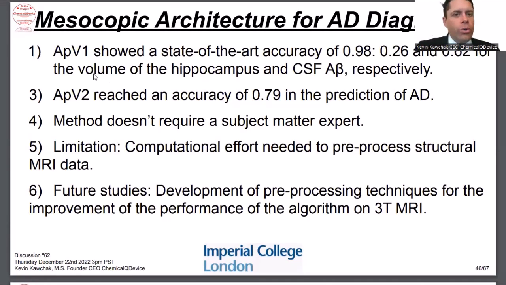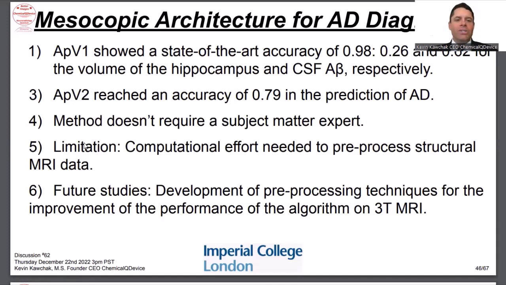Now, these two that they measure, so the APV1 did better. So they said state-of-the-art accuracy of 98%, and then they said 0.26 and 0.62 for the volume of the hippocampus and CSF amyloid beta. And then APV2, a little bit less. I'll have a little diagram on APV2 and kind of like field strength for MRI.